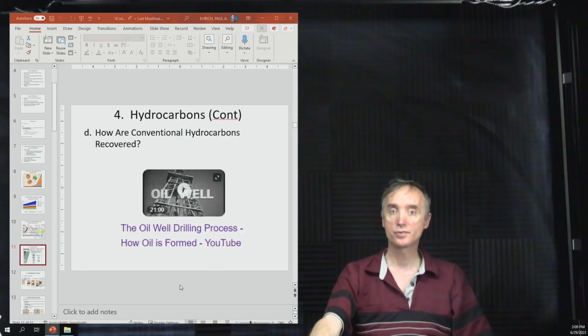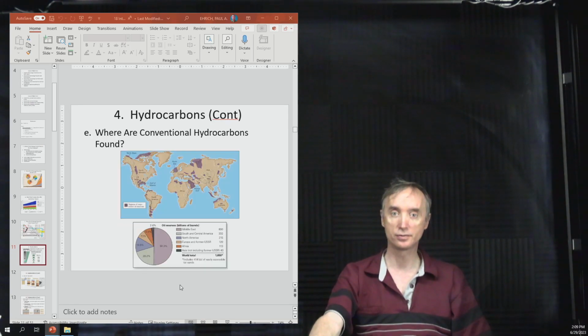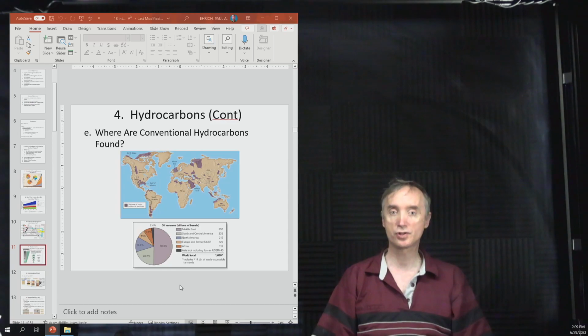Okay, this one here, how are conventional hydrocarbons recovered? Well, that's with an oil well, so you should know how that works. Okay, where are the conventional hydrocarbons found? So if I gave you this chart, then you ought to be able to tell me which countries have the most amount of hydrocarbons.